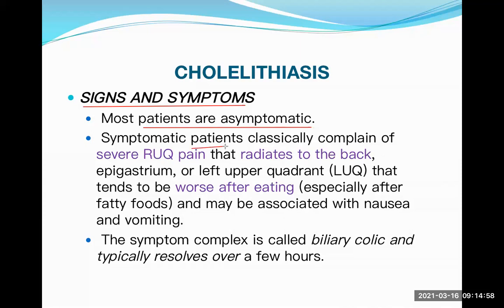Now, symptomatic patients classically complain of severe right upper quadrant pain, because the gallbladder is present there. Right upper quadrant pain, or you can also call it right hypochondriac pain, that radiates to the back, the epigastric area, or even to the left upper quadrant, but that is a bit rare. It tends to be worse after eating, especially after fatty food, and may be associated with nausea and vomiting. Now, every student, I'm sure, knows the correlation already. Why is the pain of a gallbladder stone worse after eating fatty food?